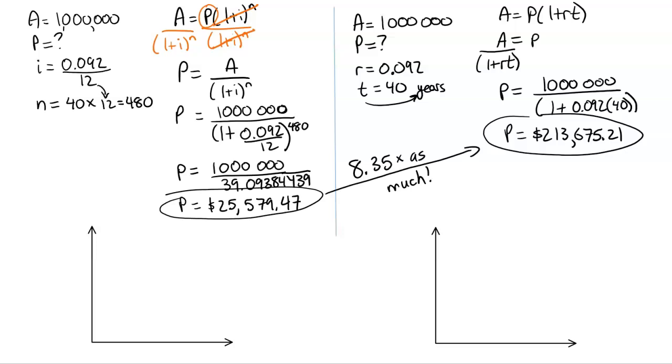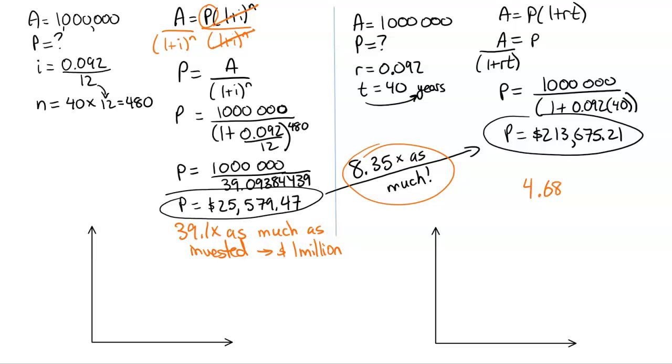That is a significant difference from what we had using compound interest. That is 8.35 times as much that he had to invest using simple interest. In other words, the money that he invested with compound interest has grown by 39.1 times to get to $1 million. In the situation of the simple interest, the money he's invested has only grown by 4.68 times to get to $1 million. Which one do you want to invest? Do you want the simple interest or the compound interest? I know I want the compound interest.